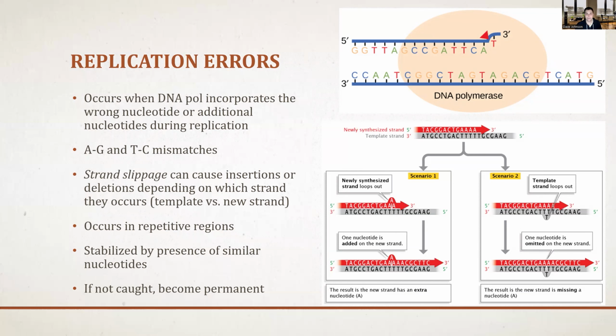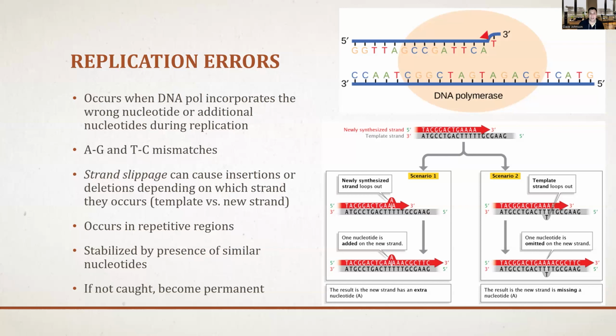Again, DNA polymerases do have proofreading capability, and often they catch these things, but at times they can slip through, they can make it through, and these will need to be caught during proofreading or through some of these error repair mechanisms that we'll talk about in a little bit.